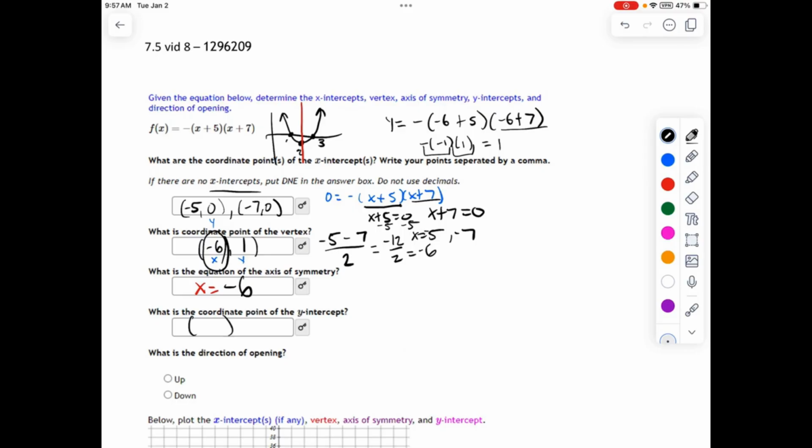Okay. Now, coordinate point of the y-intercept. Remember, you write a y-intercept by writing 0 comma something, where 0 is in for x, and then you need to find the y value. That's why it's called the y-intercept. That's what you're finding. Alright?